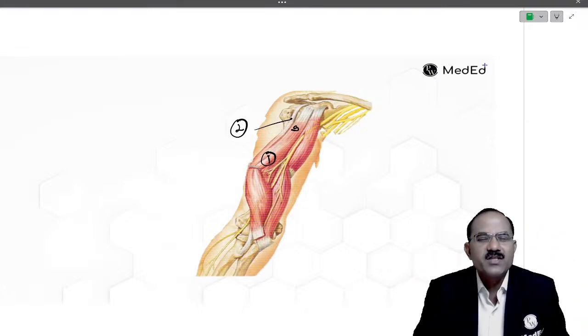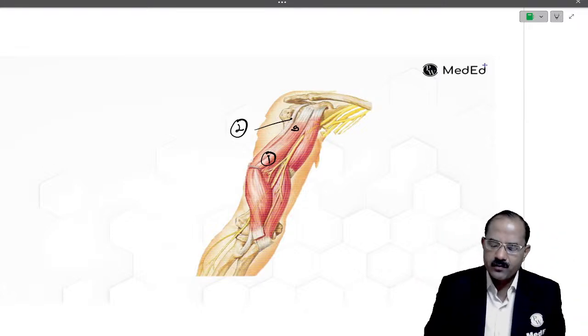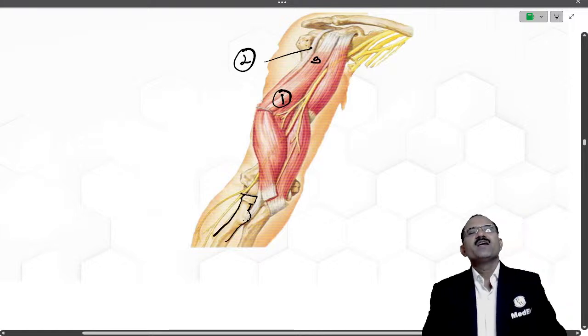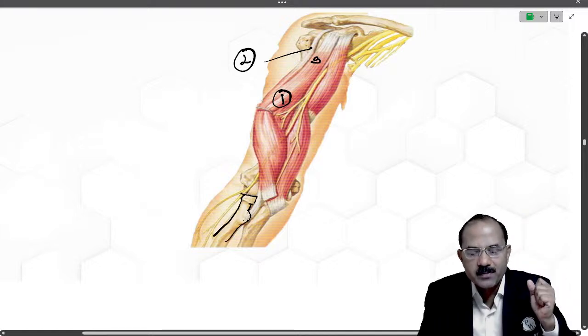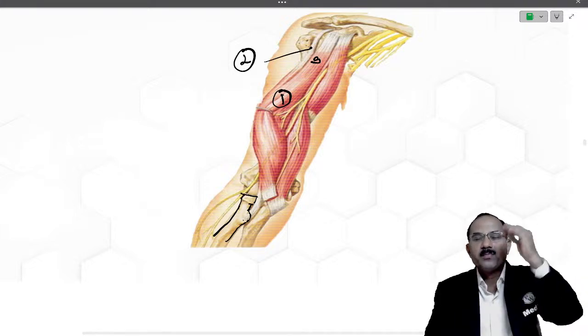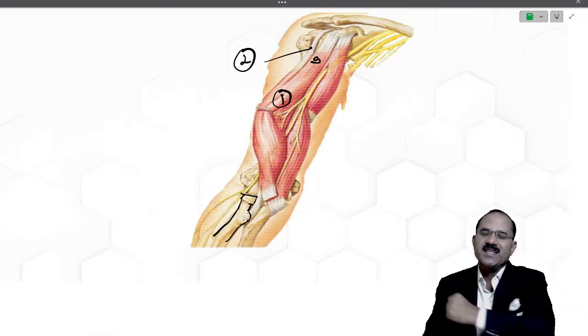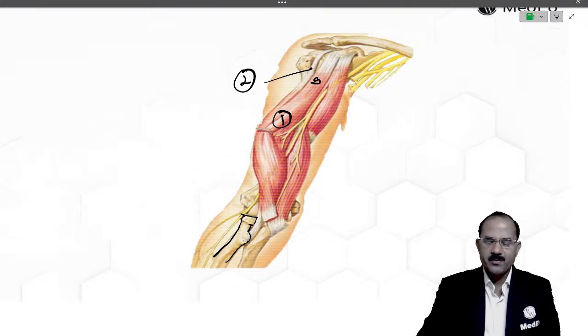Where is the insertion of the biceps brachii? That's the head of the radius, that's the neck of the radius, and what is this? That's the radial tuberosity. So where is the insertion of biceps brachii? It is inserted on the posterior aspect of the radial tuberosity.